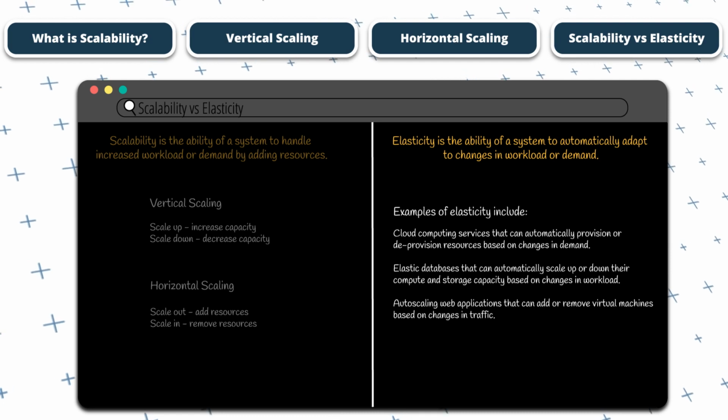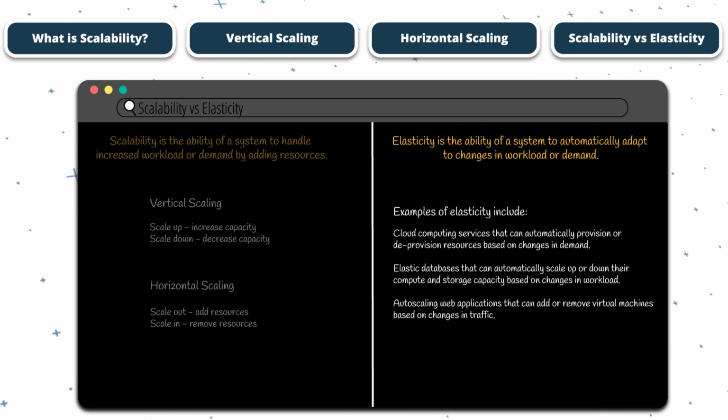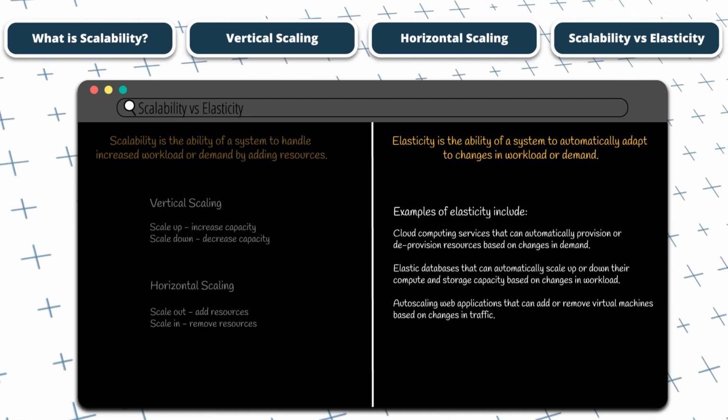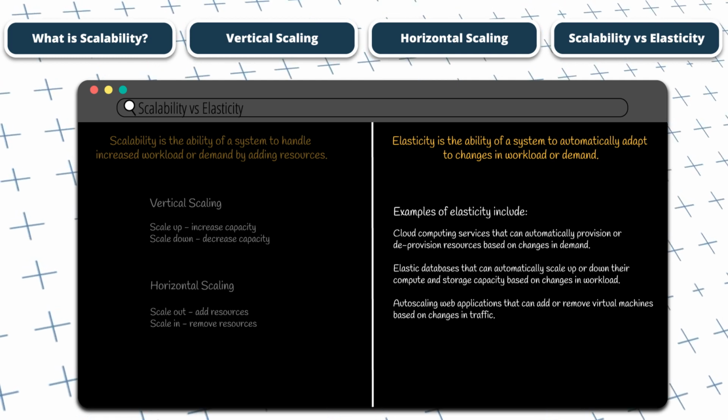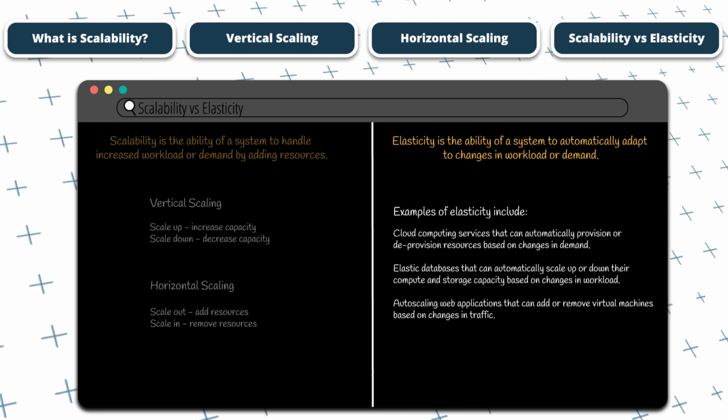So just to summarize, scalability is the process of adding or removing resources, but elasticity is being able to do this automatically without manual intervention. So that's the end of this video. Hopefully you should now understand the scalability benefit of the cloud.